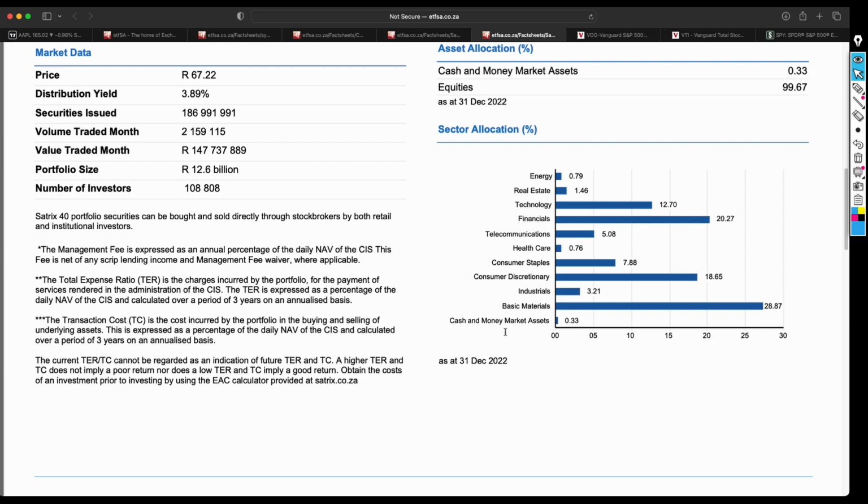If you want an ETF that tracks cash and money market assets, there is one coming from NewFunds. It's a NewFunds tracker ETF. That one tracks the interest rate payment.